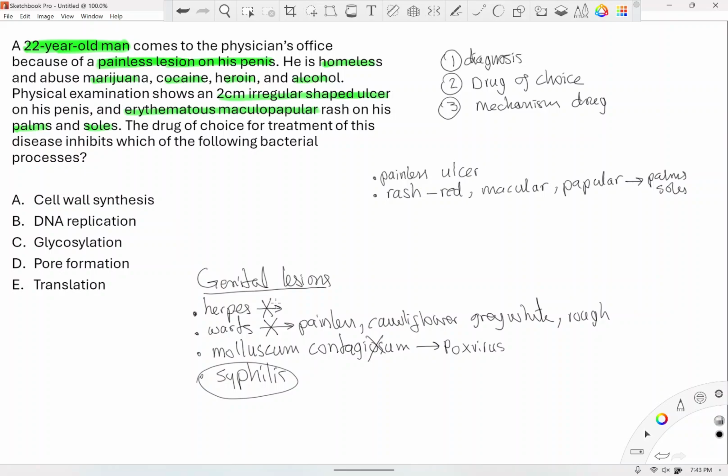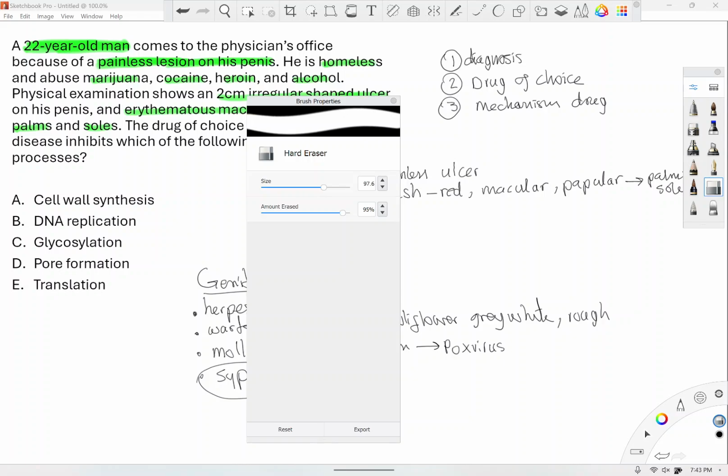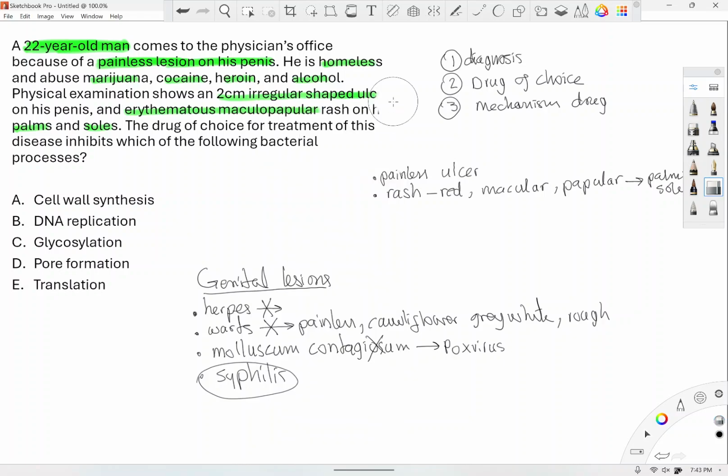Let me erase this. Just give me a second, guys. Let me make my eraser big so I can erase easily.